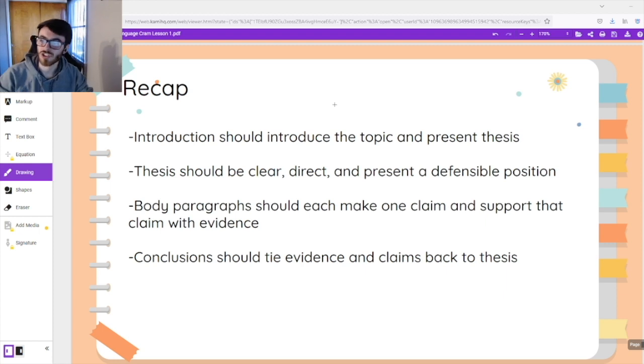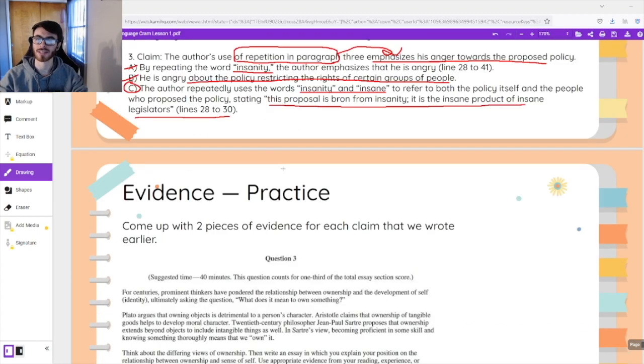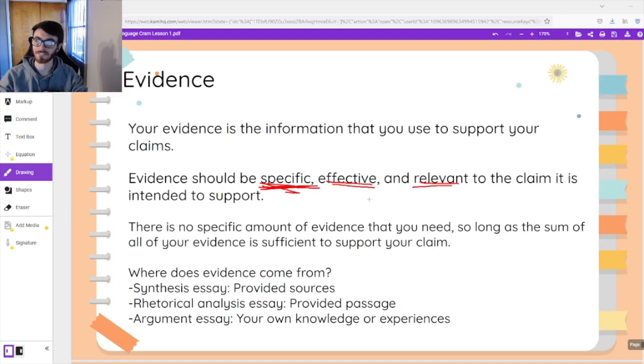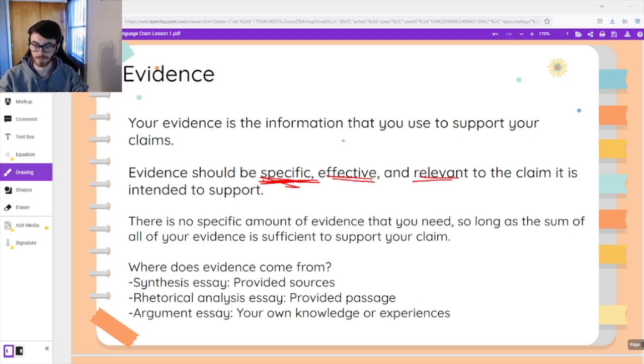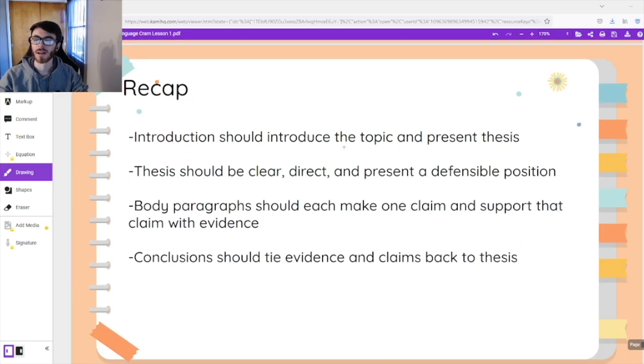Your body paragraphs should each make one claim and support that claim with evidence. That is the purpose of body paragraphs, as well as commentary, which we'll get to. One claim per body paragraph. Each claim is a reason why the thesis is correct, and then you support those claims with evidence that is specific, effective, and relevant to the claim. And conclusions should tie evidence and claims back to the thesis, without introducing any new information, and without directly repeating yourself.